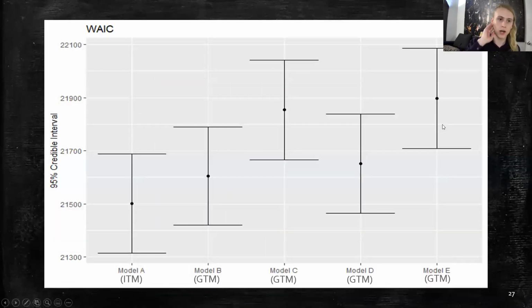Finally, in taking a look at our widely applicable information criterion, we can see that model A performs the best, lower is better in terms of WAIC. However, models A and B have a high degree of overlap in their credible interval for the WAIC metrics. So again, this doesn't really tell us much about which model is performing better, although we can say for sure that models C through E are not seeming to fit as well.